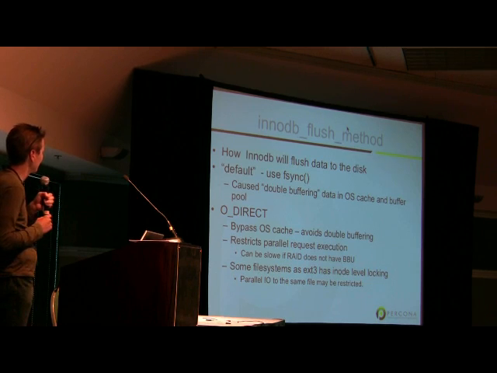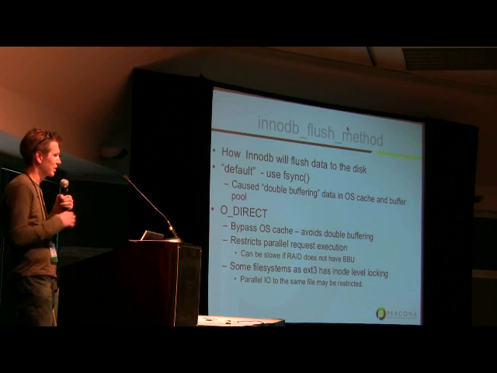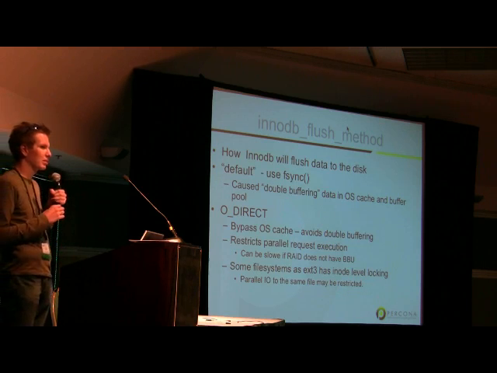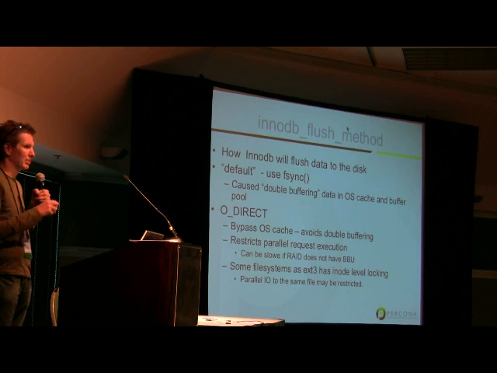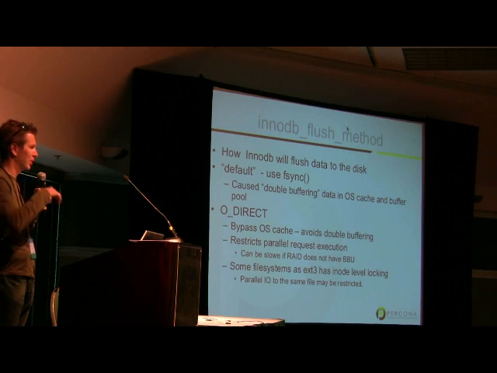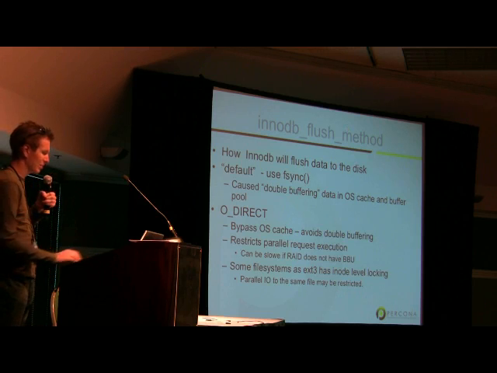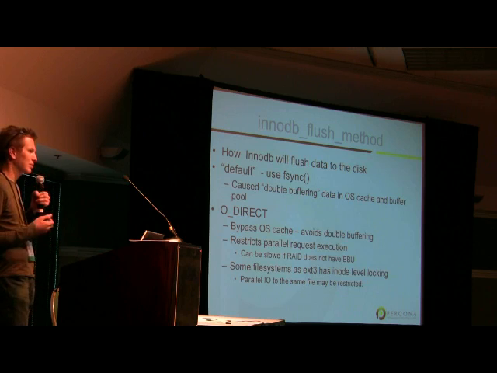And also I would note for ext3, it has inode level locking for physical I/O operations. That means there could be only one outstanding write per file, and also it's kind of a read-write lock. So while there is a write going on, you can't read from the same inode, which can be quite nasty. If you use XFS, that's not a problem.